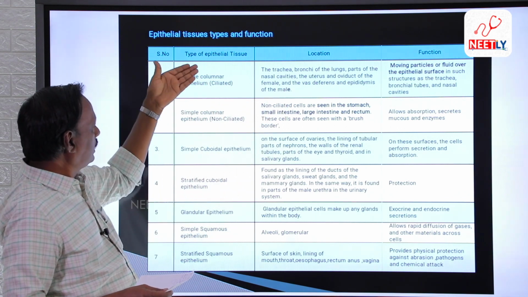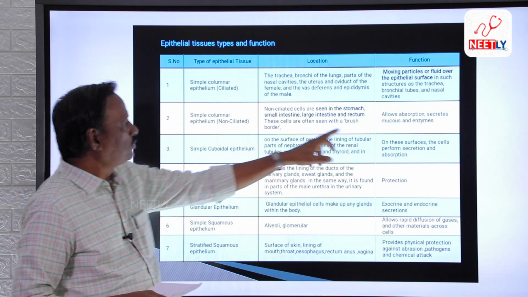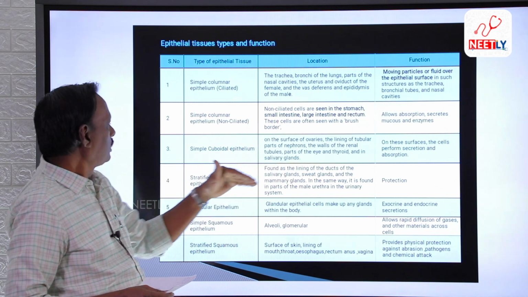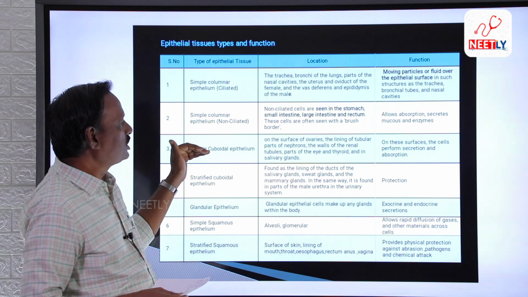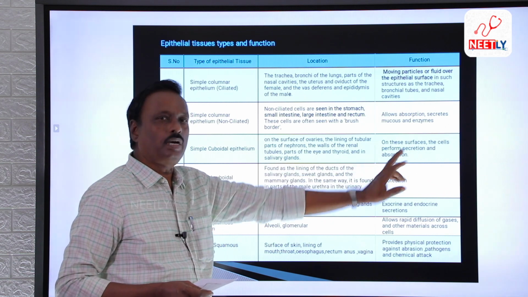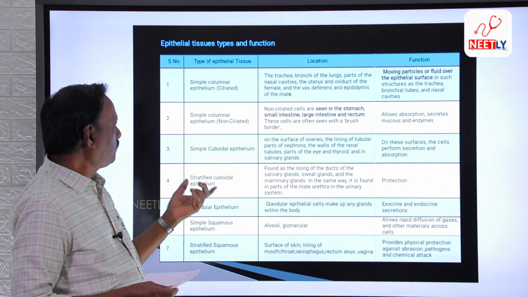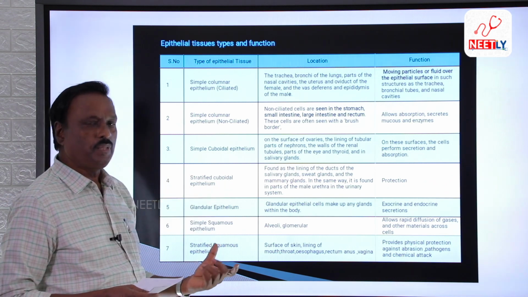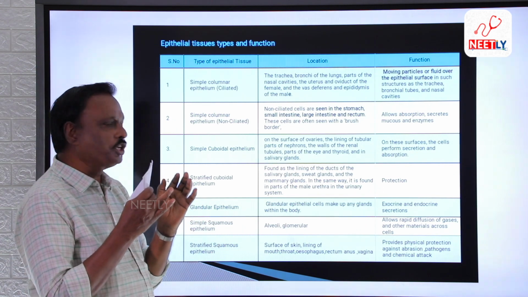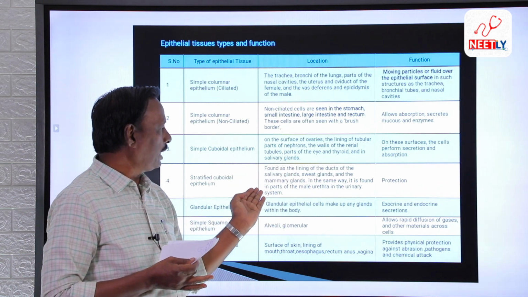Let's say another type, the simple columnar epithelium. This allows absorption and secretion. They are distributed in different parts of the digestive system. Cuboidal epithelium is distributed in the ovaries and nephrons, etc. They perform secretion and absorption functions. Then the stratified cuboidal epithelium, whose main function is protection. It gives protection to the respective organs where it is present, for example, salivary gland, sweat gland, mammary gland, etc.